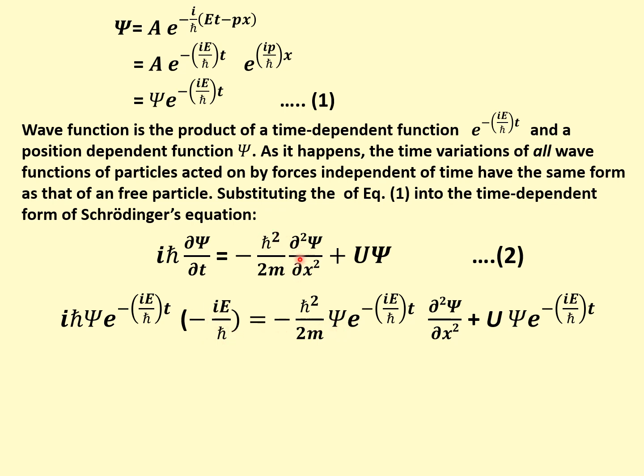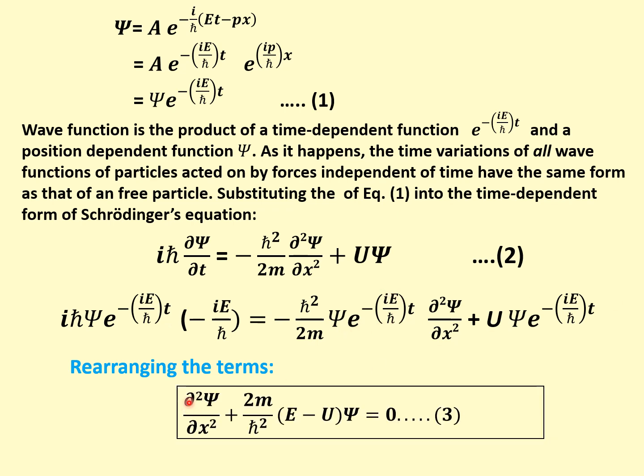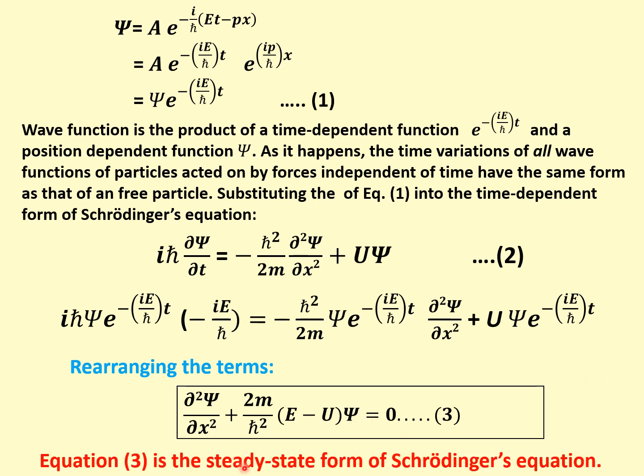Similarly, with respect to x, there is no t term, so it will be minus h bar square by 2m psi e raised to power minus i E by h bar t delta 2 psi by delta x square. Then U into this psi, we can put psi e raised to power minus i E by h bar t. If we rearrange the terms, and some terms cancel out, finally we get the equation delta 2 psi by delta x square plus 2m by h bar square (E minus U) psi equal to 0. This equation number 3 is known as the steady state form of the Schrodinger equation.